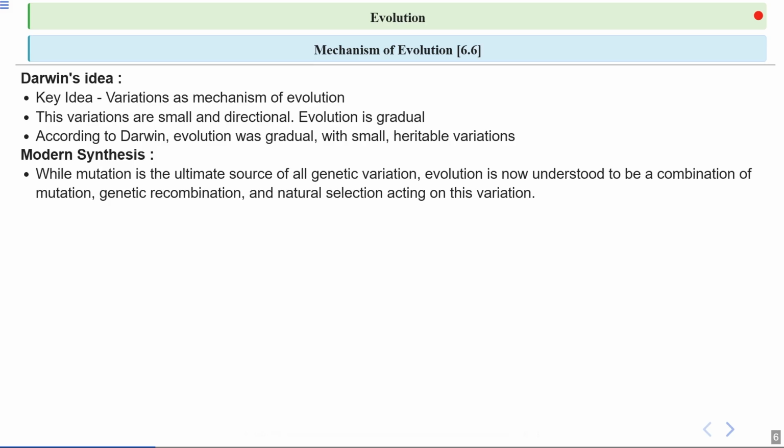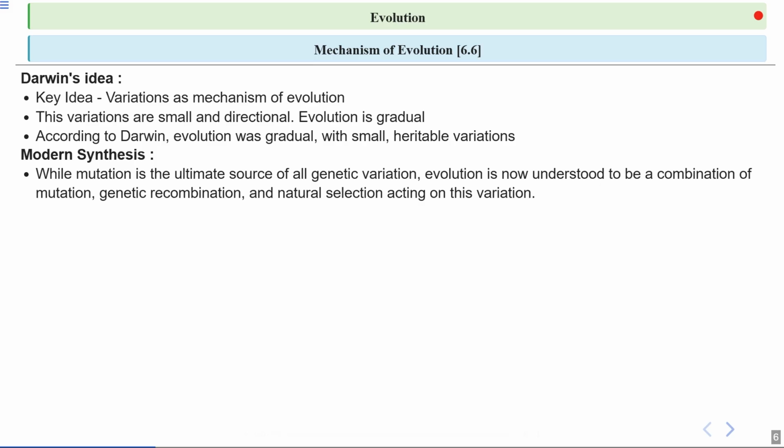Let's talk about the modern synthesis. While mutation is the ultimate source of all genetic variation, what happens by mutation? There is a change in the DNA sequence. Now this new sequence can code for some other product. So mutation is the ultimate source of genetic variation. But apart from mutation, recombination can also lead to variation. So variation can be due to mutation as well as genetic recombination.